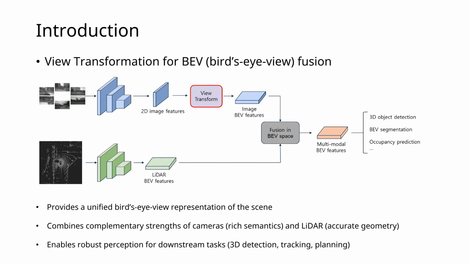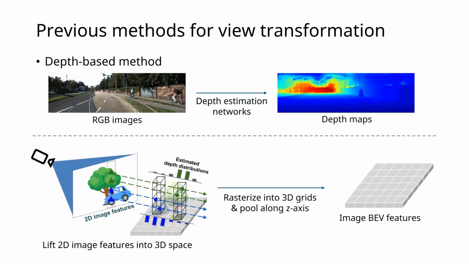The key and most challenging issue lies in transforming 2D image features into a BEV representation, in other words, addressing the problem of view transformation. There are two main approaches to view transformation, and the first is the depth-based method.